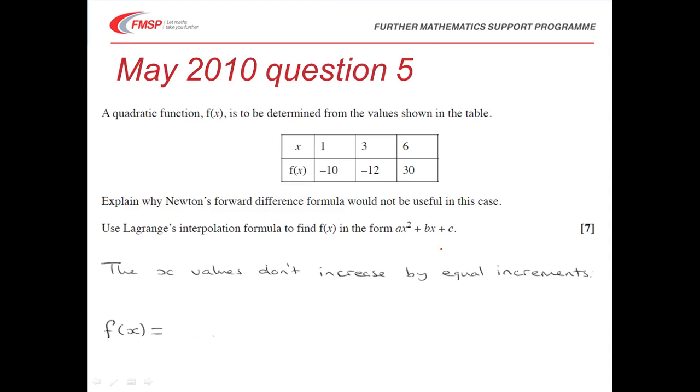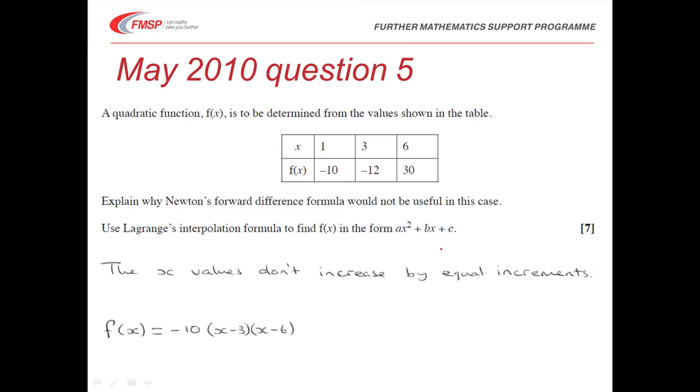You start off with the first y value, which is negative 10. And you multiply that by x minus, and then you use the x values that are from the other 2 points. So we just used a y value from the first point, which was negative 10, and then we use the x values from the other 2 points. So we use the 3 and the 6 from those. And that will be at the top of the fraction.